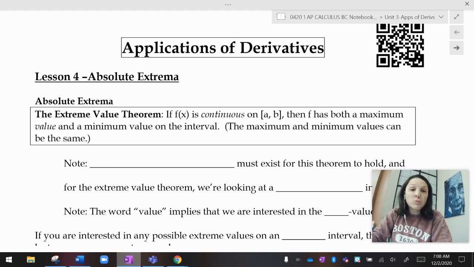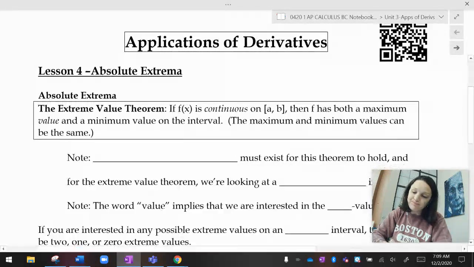Depending on when you're watching this video, you may have already heard about absolute extrema or relative extrema or local extrema, but we're going to go through and talk about how you find the absolutely highest point or the absolutely lowest point on a graph across either a given interval or across its entire domain.